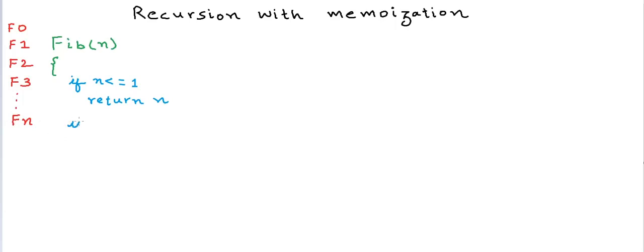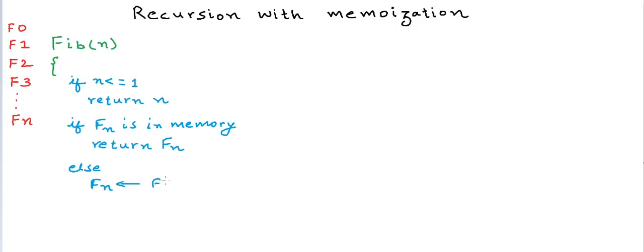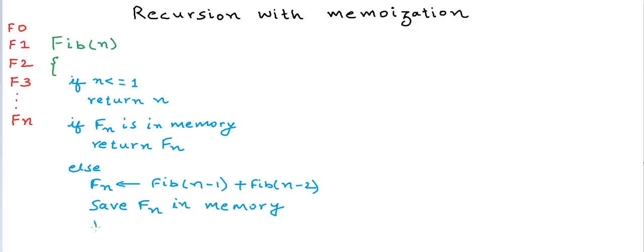So in the program I will say something like, if fn is in memory, do not try to calculate it, simply return it. Else we will first calculate fn by making recursive calls to fib of n minus 1 and fib of n minus 2. And now I will first save this fn in memory so that I do not have to recalculate this again. And finally I will simply return this fn. We will show you in an actual program how to store all this f2, f3 and fn in memory and return it as and when needed.